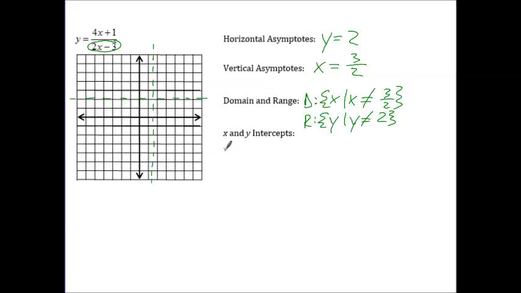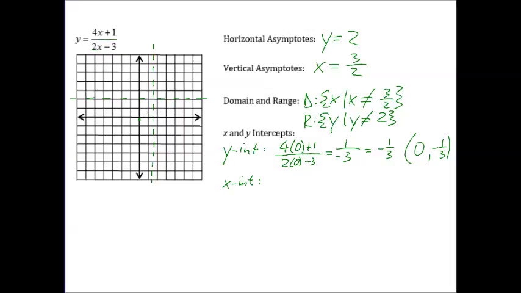I'm going to start with the y-intercept. The y-intercept is going to be equal to 4 times 0 plus 1 over 2 times 0 minus 3. So we get 0 plus 1 over negative 3, in other words, negative 1/3. And as an ordered pair, that is (0, negative 1/3). Negative 1/3 down, a little less than half. This is just a sketch. So here's where I'm going to put my point.